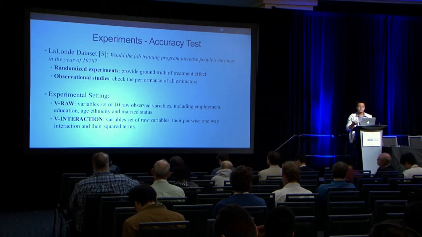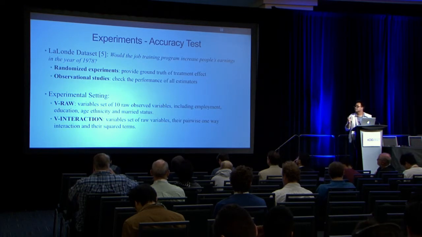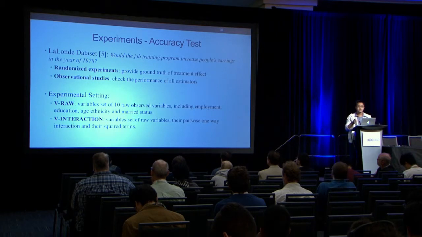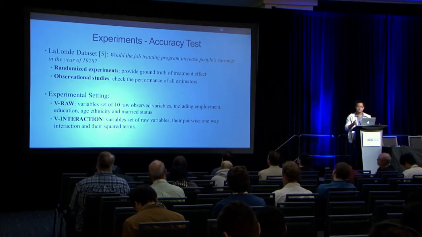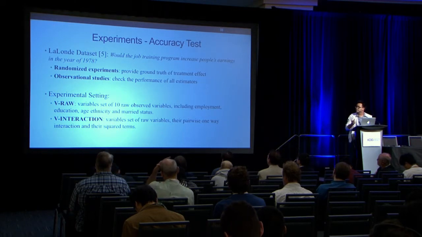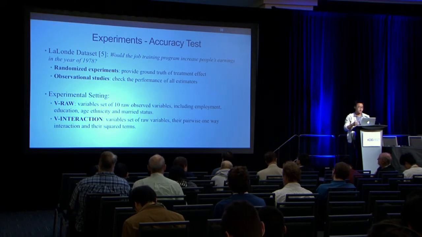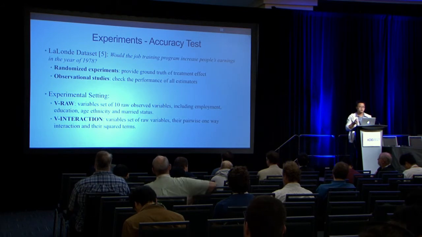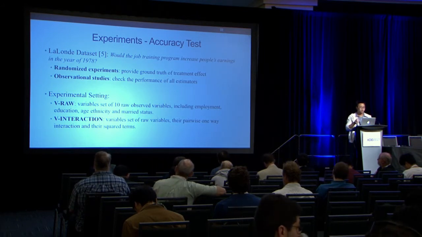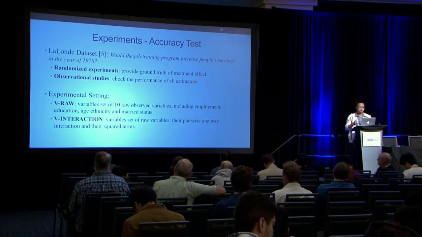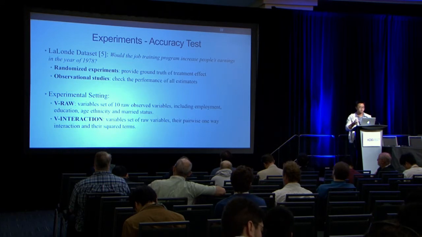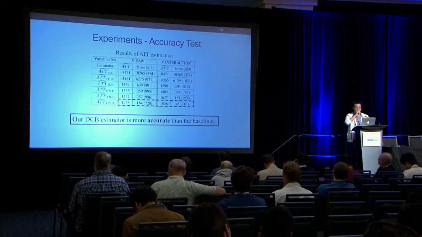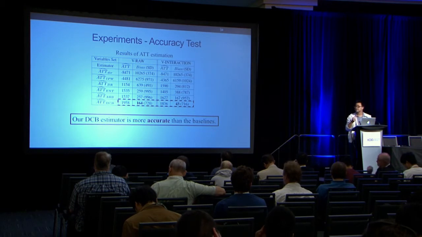And we conduct our experiments with two experiment settings. The first is the raw setting. In this setting, we make confounder balance with only the raw observed variables. And the second setting is the raw interaction. In this setting, we make confounder balance with the raw observed variables and also consider their pairwise and the triple terms. Here are the results of ATT estimation.